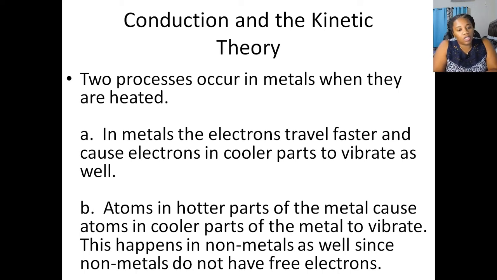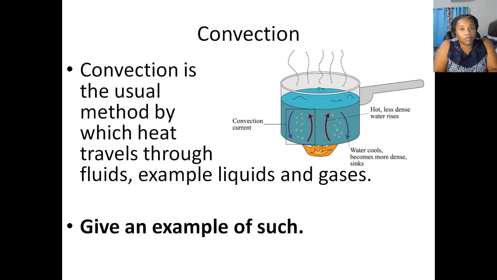Two processes occur in metals when they are heated. One, in metals, the electrons travel faster and cause electrons in cooler parts to vibrate as well. And two, atoms in hotter parts of the metal cause atoms in cooler parts of the metal to vibrate. This happens in nonmetals as well, since nonmetals do not have free electrons.